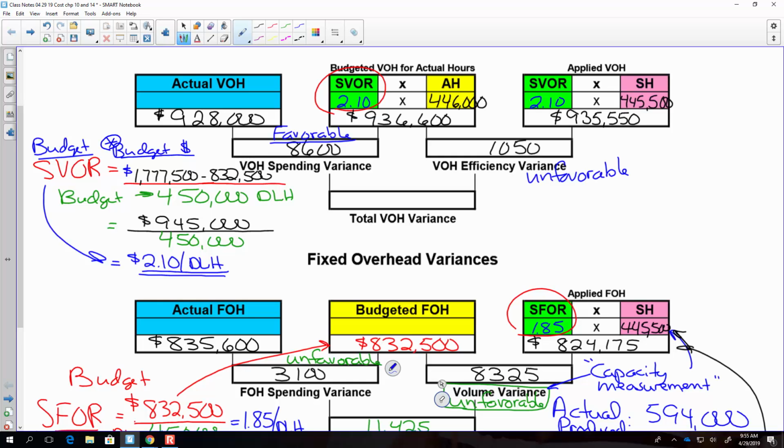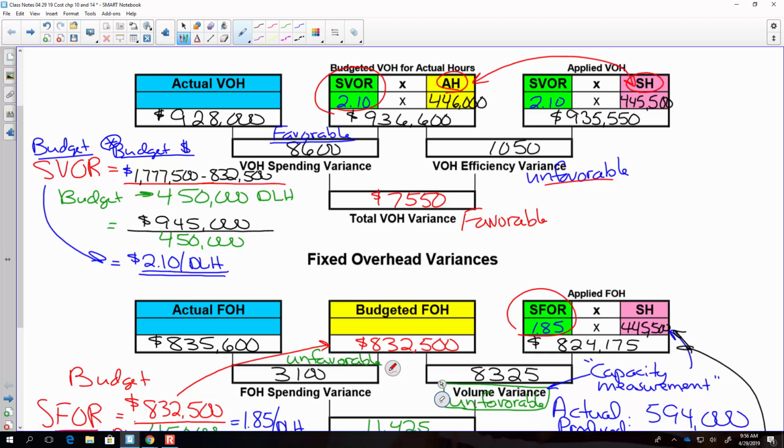We can net the two together. What do we have left, Diane? 7,550. And which direction? Unfavorable. So we're measuring here actual hours versus allowed hours. Not as efficient as we could have been for the units that we did make. So time-wise, we didn't do as well as we probably should have, based on our standard three-quarters of an hour.